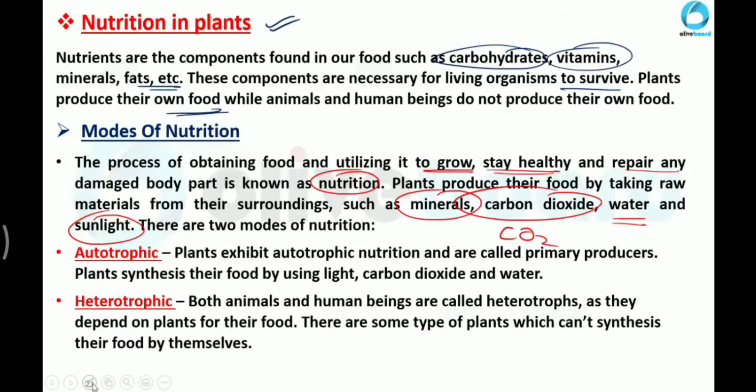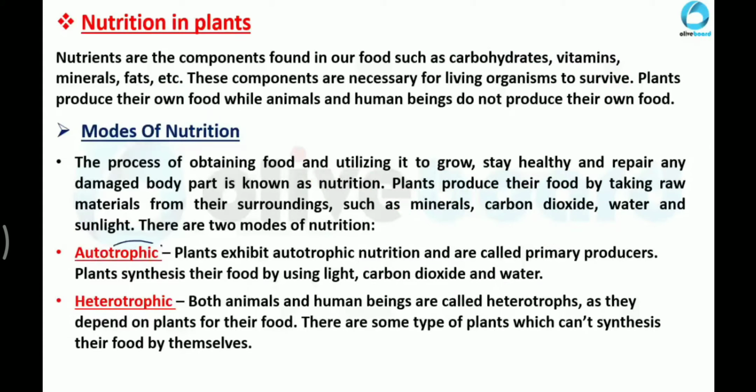Now there are two modes of nutrition: the autotrophic mode of nutrition and the heterotrophic mode of nutrition. What is autotrophic? Autotrophic plants exhibit autotrophic nutrition and are called the primary producers. Plants synthesize their own food by using light, carbon dioxide, and water. In simple words, plants which can synthesize their food by themselves using sunlight, carbon dioxide, and water are known as autotrophic.